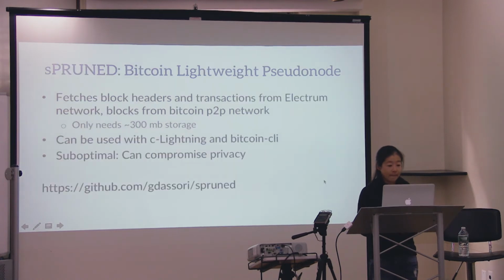One option for doing that, if you're using C Lightning, is something called as pruned. It's basically a Bitcoin D emulator, and it uses the Electrum network to get headers and transactions. You're basically not running a full Bitcoin node anymore, so you don't need that much storage space.